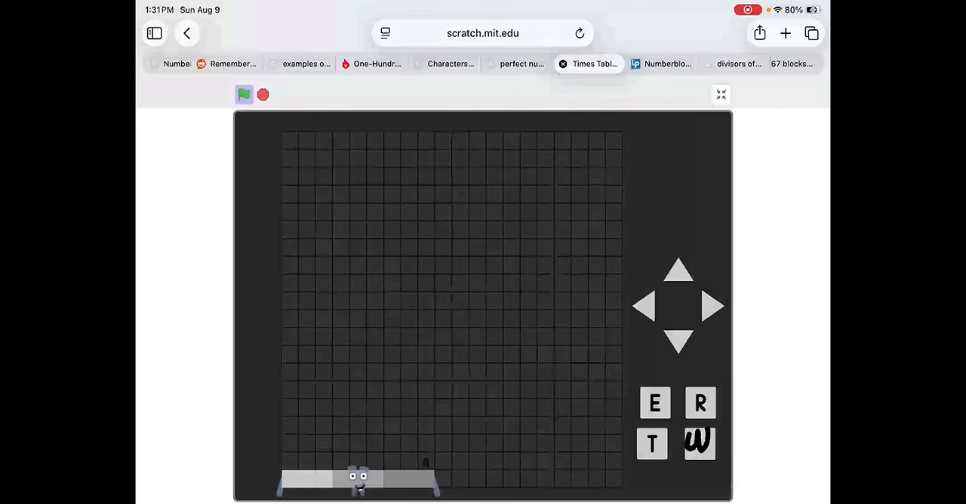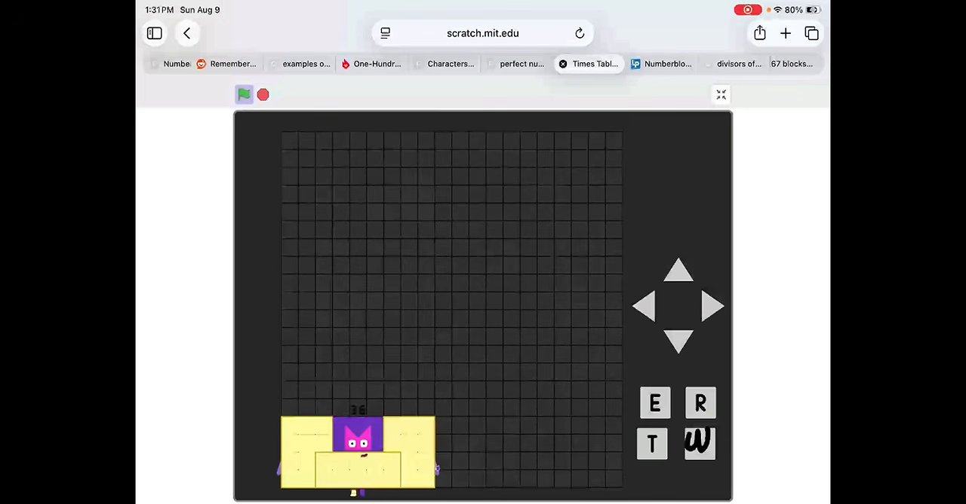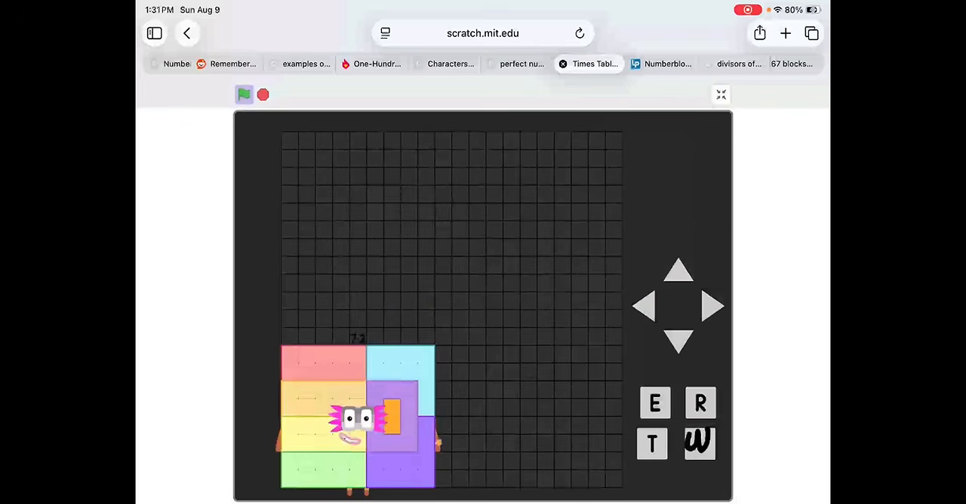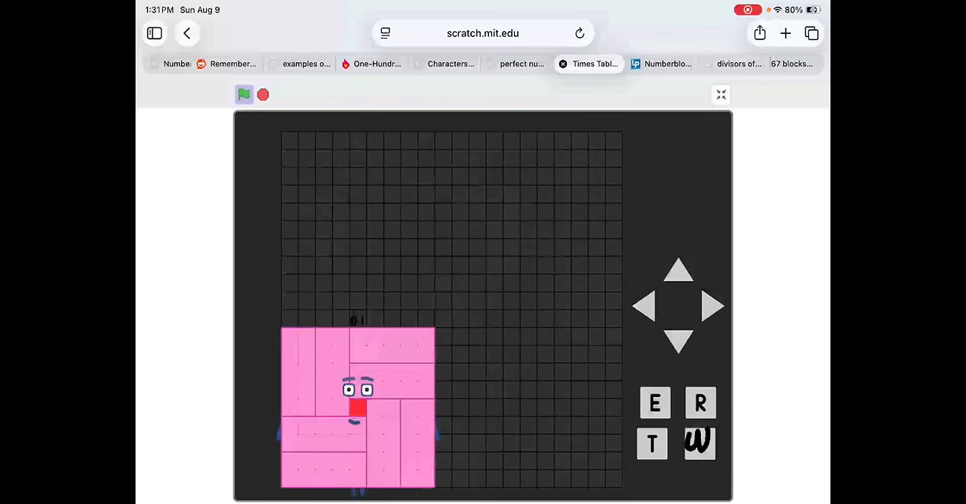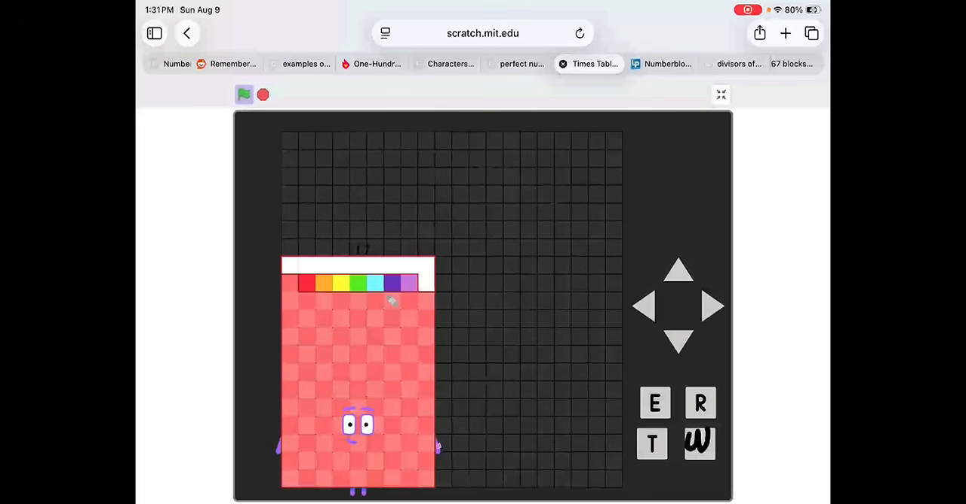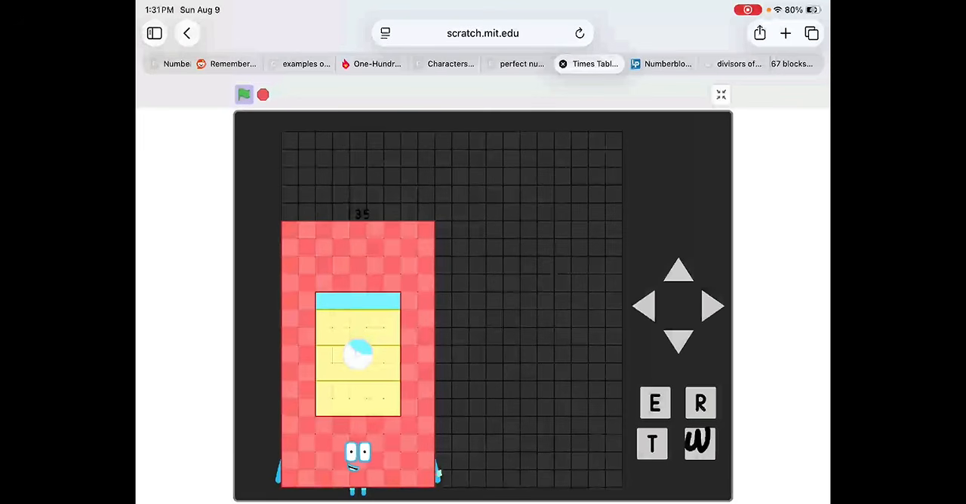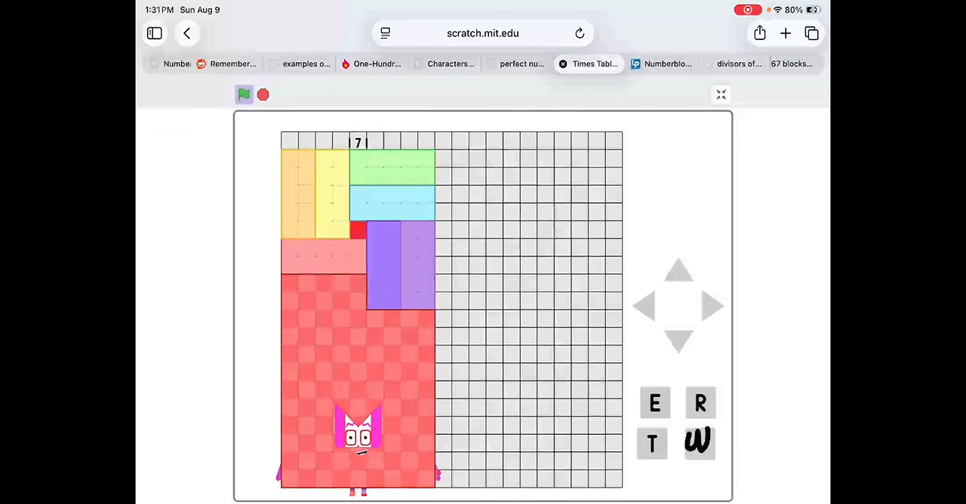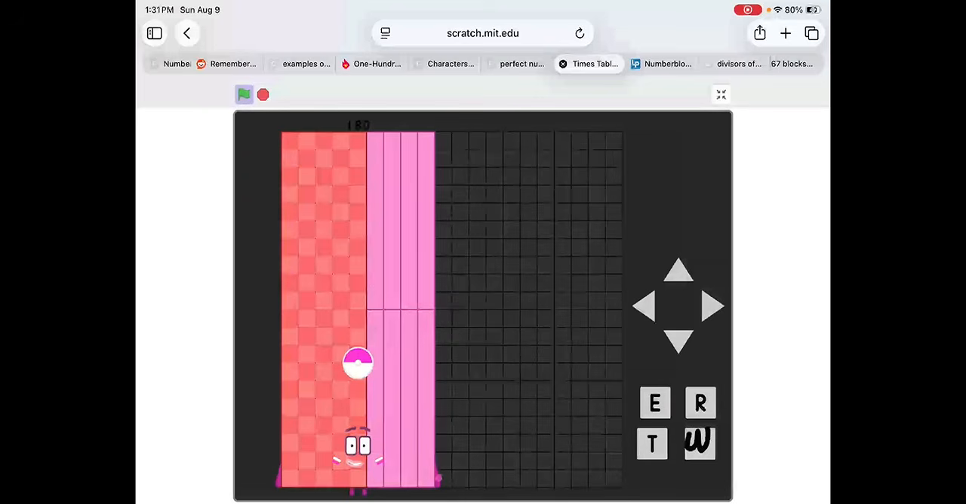Next is the 9 times table. Now this is just like adding 10, but you leave 1 behind. Plus 10 minus 1. Here we go. 9, 18, 27, 36, 45, 54, 63, 72, 81, 90, 99, 108, 117, 126, 135, 144, 153, 162, 171, 180.